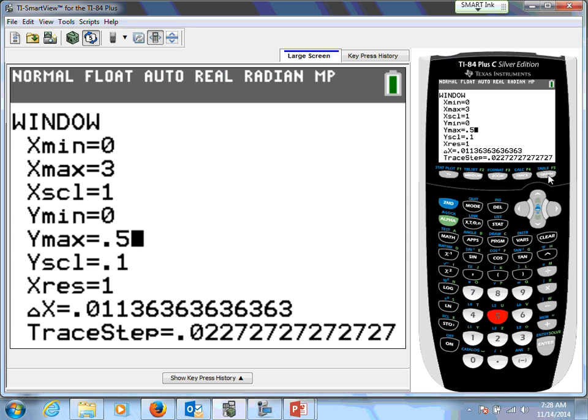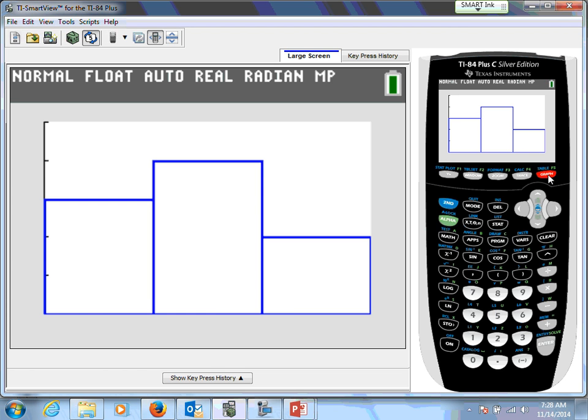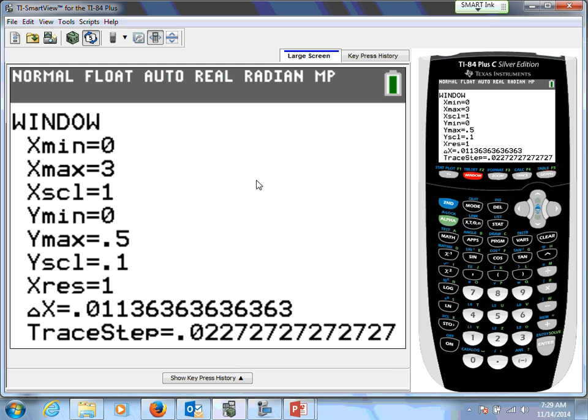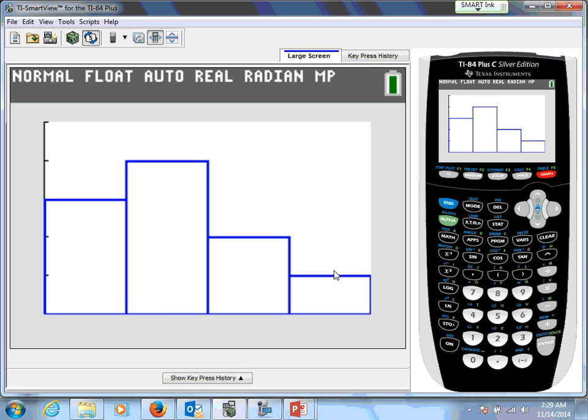All right, we just want to hit graph. And that gives me a great picture of that probability distribution. Now, hold on here. I didn't set something right. What did I not set up right? So we got 0 to 3. Oh, we need to go 0 to 4, excuse me. And then we'll hit our graph, and there we go.